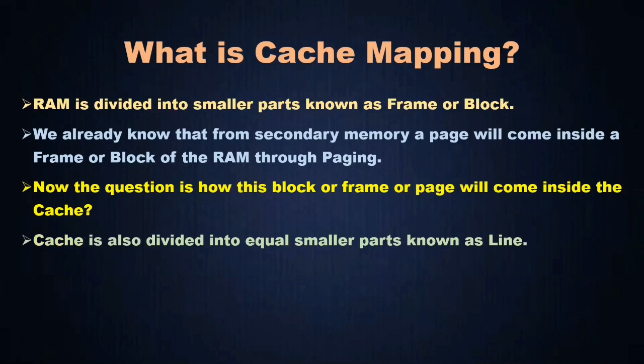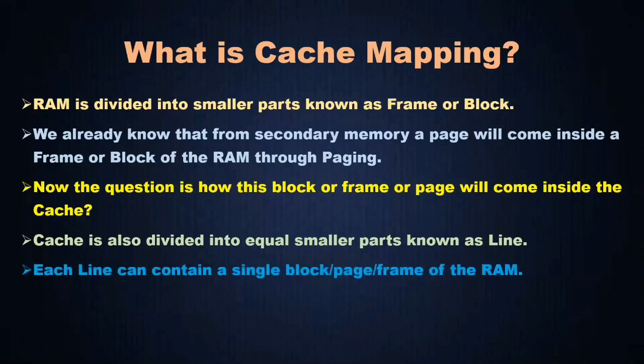So like RAM, cache is also divided into equal smaller parts known as lines. Each line can contain a single block of the RAM. So block or page or frame, these all are actually the same in meaning. This concept is similar to paging, where we read that each frame of the RAM contains only a single page. So here also each line of the cache can contain a single block or page or frame of the RAM.